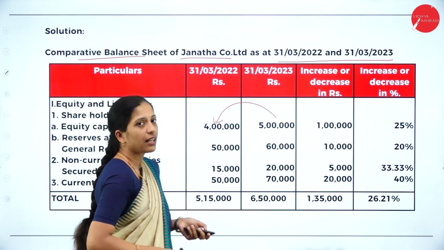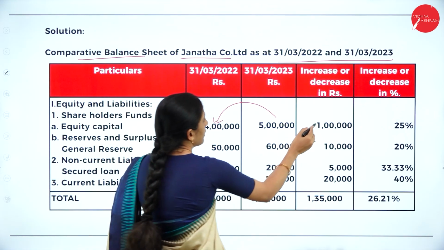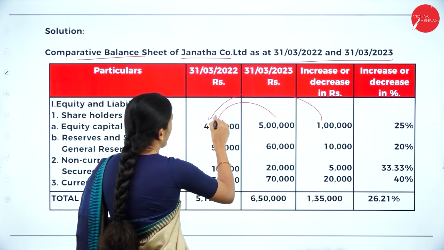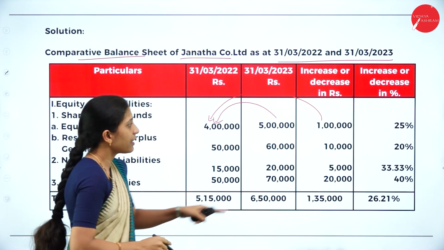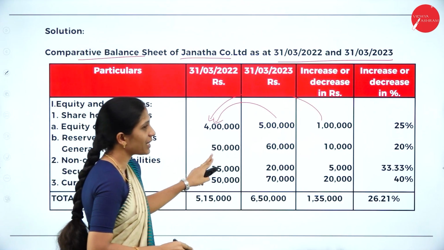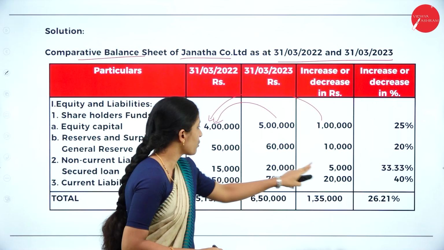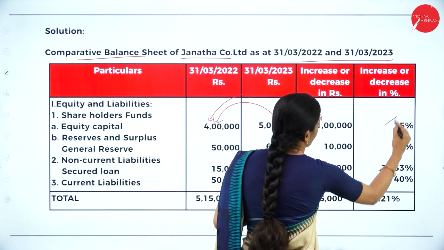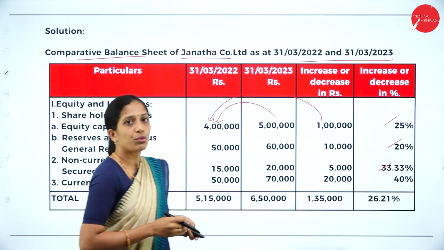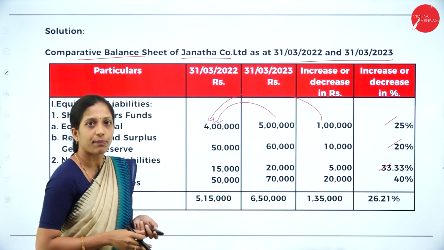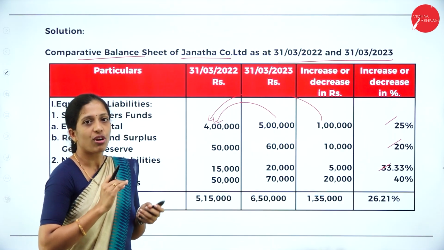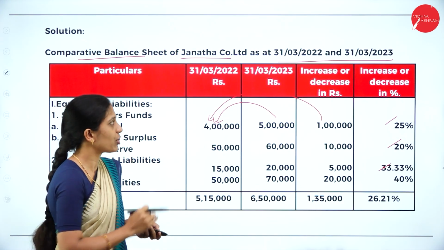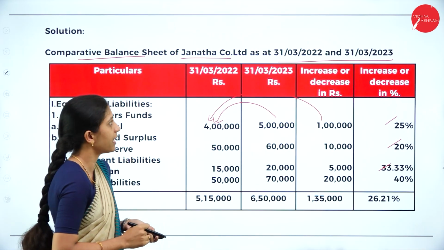Okay. Now, how to get increase or decrease in percentage? This 1 lakh divided by 4 lakh into 100. In the same way, 10,000 divided by 50,000 into 100. 5,000 divided by 15,000 into 100. Then you will get this percentage. Okay. So, till the end, you will do the same. So, your comparative statement can be easily solved. Just be careful with the calculation and the use of calculators here.